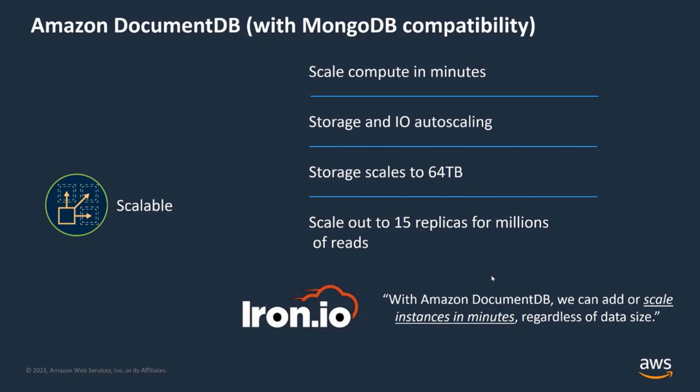DocumentDB is scalable, so the separation of compute and storage allows you to scale both of these aspects independent of one another. You can scale compute horizontally or vertically in minutes, regardless of the amount of storage in the cluster. Storage and I/O autoscale from 10 gigs all the way up to 64 terabytes, so there's really no need to worry about taking care of an EBS volume as you would in EC2 or scaling an on-prem SAN. And you can scale out to up to 15 read replicas in a matter of minutes. Our customer Iron scales their clusters in minutes regardless of the amount of data in the cluster.